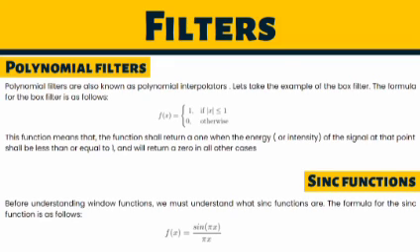The formula for the box filter is that the value returned by the box filter is 1 when the absolute value of the input is less than or equal to 1, and 0 otherwise. So if the value is less than or equal to 1, it will return a 1, and if it is greater than 1 in absolute value, it will return 0.